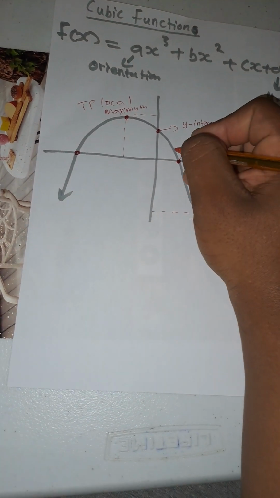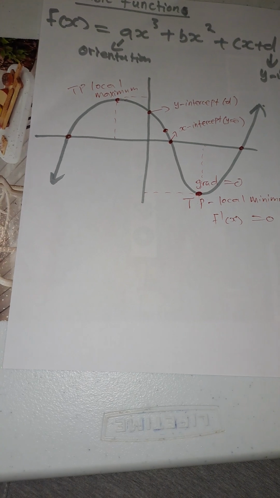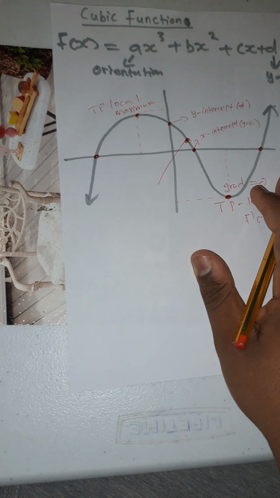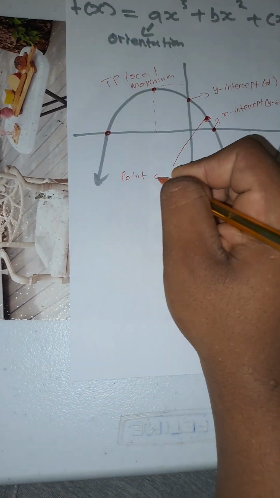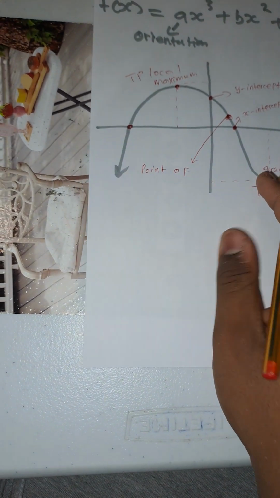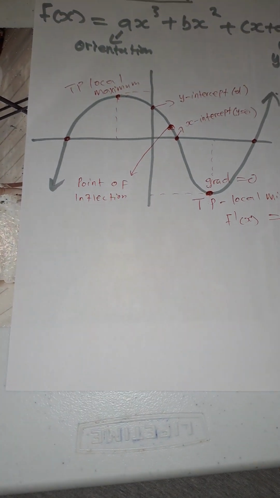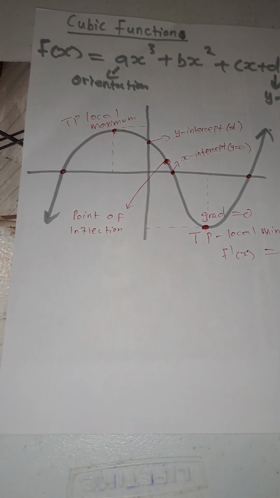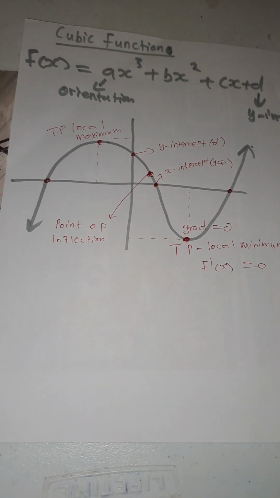So we have a point here. I want to tell you something about this point. This point is called the point of inflection, where a graph changes its concavity. It is a point where a graph changes its concavity.